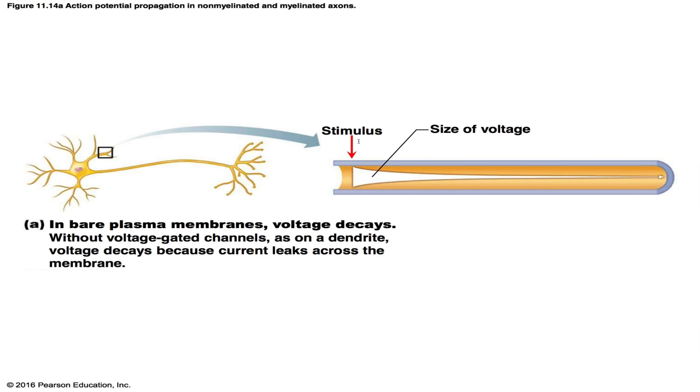So in this image over here, what we're looking at is bare plasma membrane. Where the stimulus is applied, the voltage is initially high. But then as we go farther away from the site where the stimulus is applied, the voltage starts to decay. So we tend to see this in the dendrites. And this voltage decay occurs because the current is leaking across the membrane. There's nothing over here to protect or to keep the current inside. So again, we have a lot of ions leaking across this membrane.